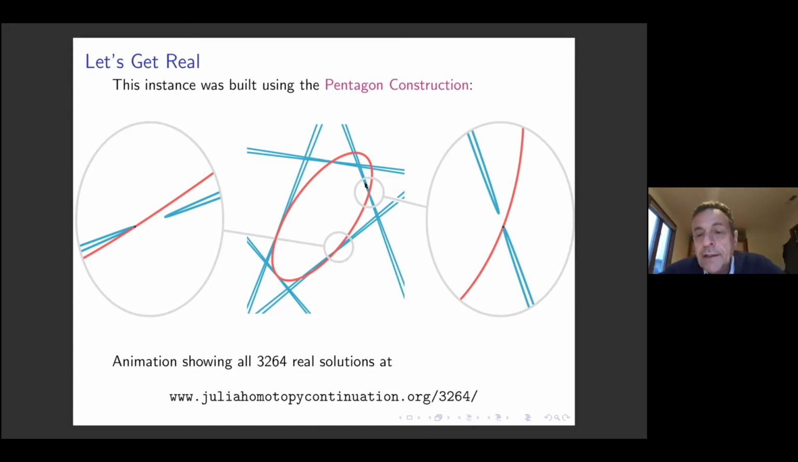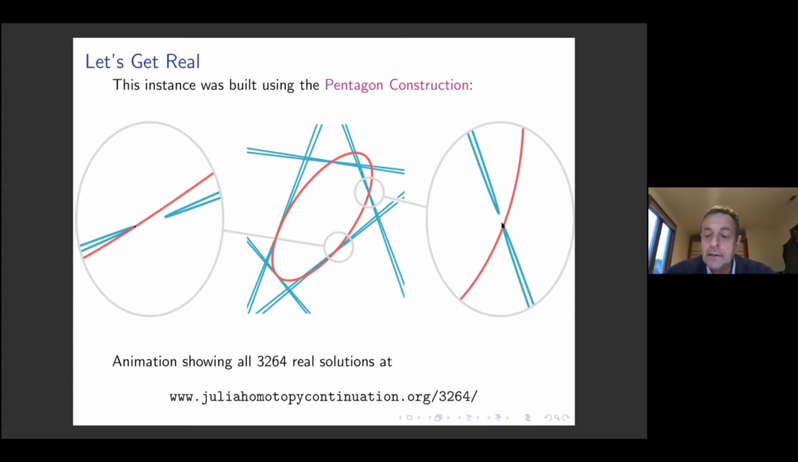And that leads to an analysis of what it means for a red conic to be tangent. There's sort of two possibilities, right? Either the red conic can be just tangent to the line, and there's a certain multiplicity, or it passes through the intersection point. So you can analyze this situation, and then you can make an argument that in this situation you expect 3,264 solutions, all to be real.